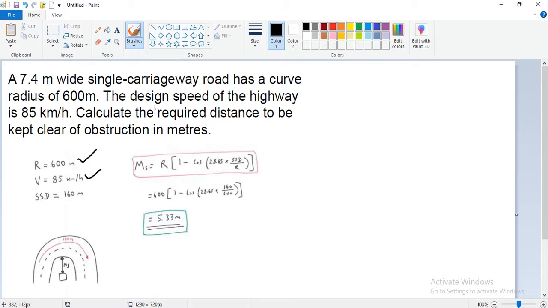Required distance. We need to find the distance to be kept clear of obstruction in meter. This distance is called Ms. The formula for this is R bracket 1 minus cos of 28.65 into SSD upon R. But what is this 28.65?